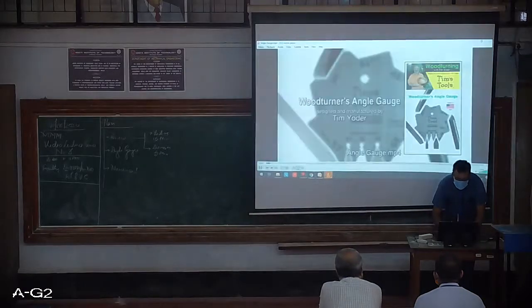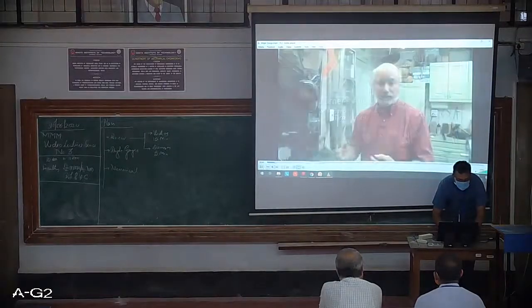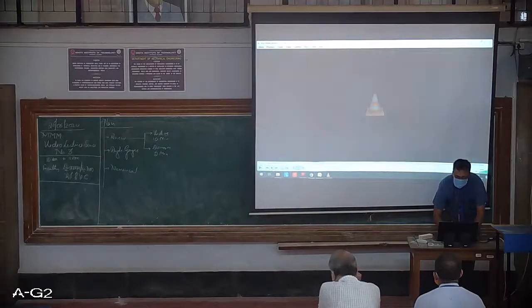I had a problem over the years. People would always say, what angles are you using? And I go, well, I'm using 40 to 45 degrees on my spindle gouge and things like that.